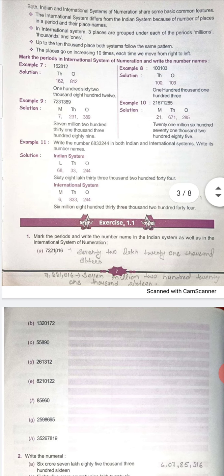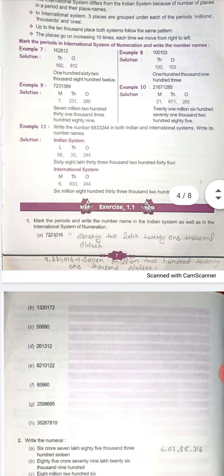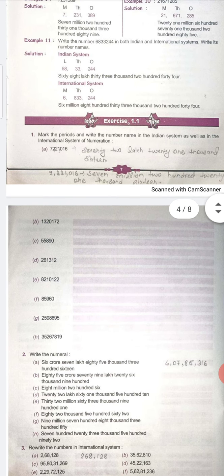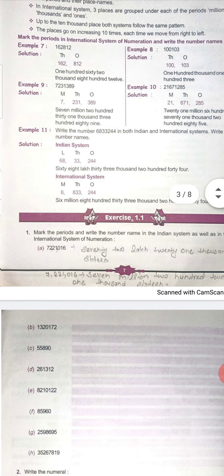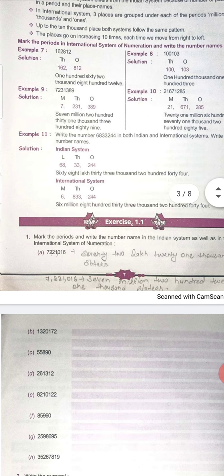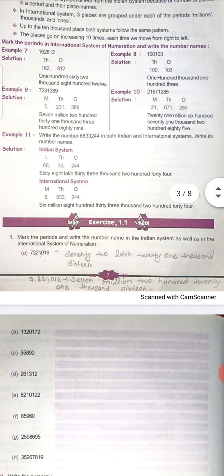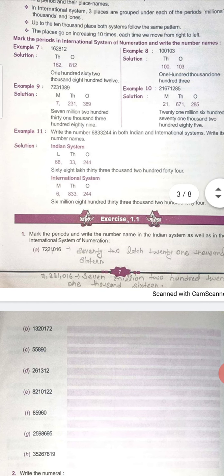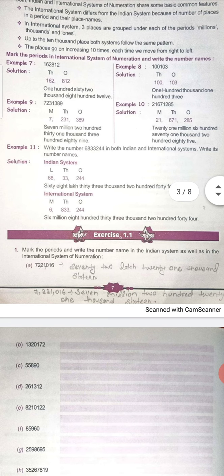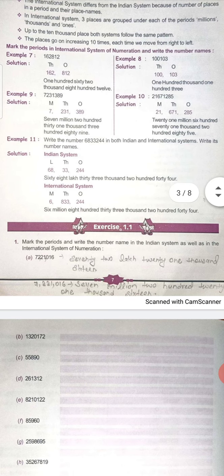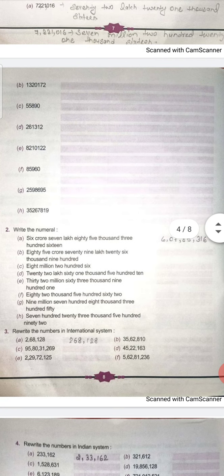Now see exercise 1.1, page number 7. Question number 1. Mark the periods and write the number name in the Indian system as well as in the international system of numeration. In this question, we have to write the number name. But in this question, we also have to separate the Indian system and the international system with commas. See here.